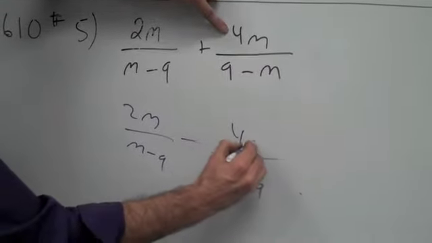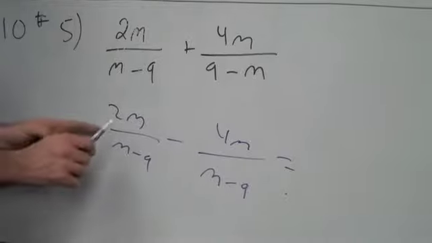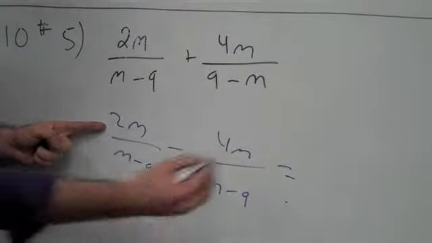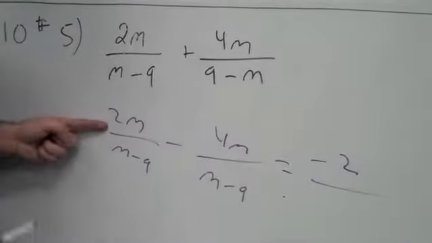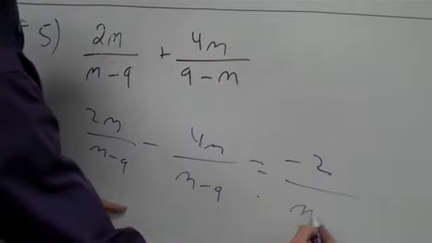And then on top you have 4m. Okay? So now we have 2m minus 4m. Well, that's negative 2 all over our common denominator of m minus 9.